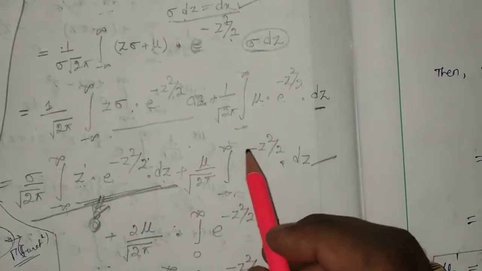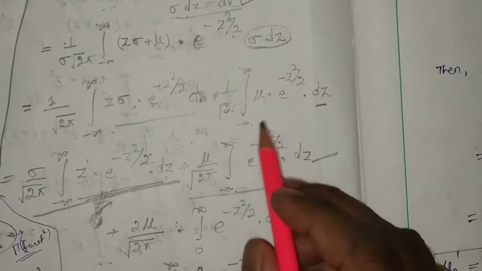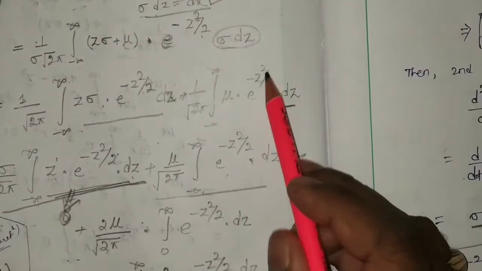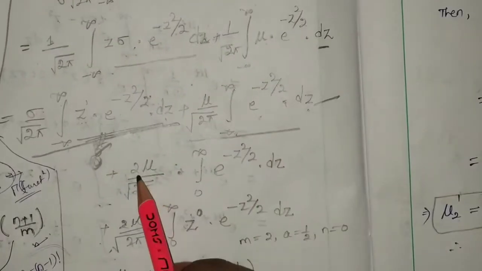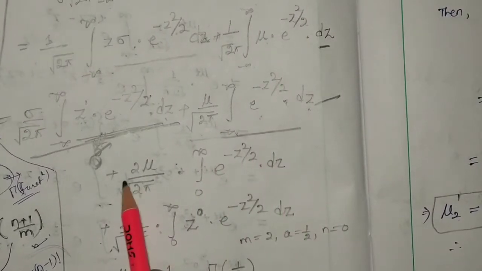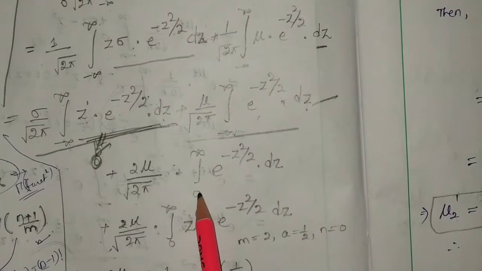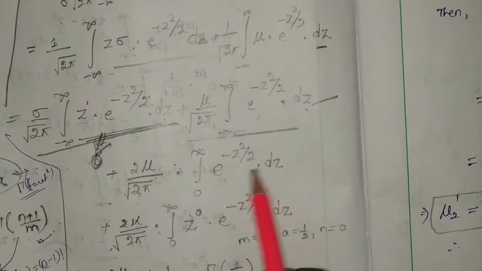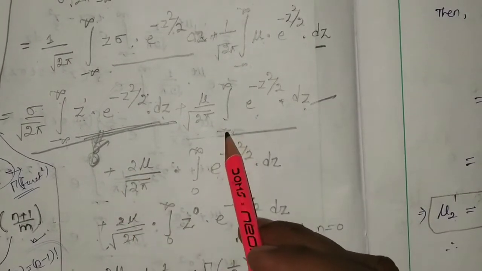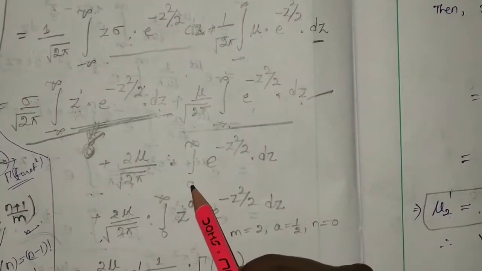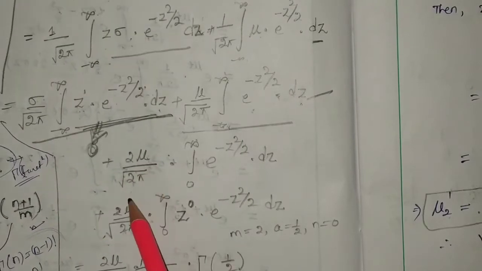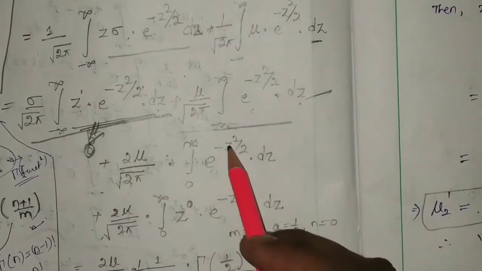Now come to the second integration: mu by root over of 2 pi, from minus infinity to plus infinity, e to the power minus z square by 2 into dz, right? So here this will be 2 mu by root 2 pi, 0 to infinity, e to the power minus z square by 2 into dz. You got my point? Why did I write 2? Here the limits are minus infinity to plus infinity, but whenever I consider the limit 0 to infinity, as it is an even function, I can write 2 mu by root 2 pi, 0 to infinity, e to the minus z square by 2 into dz.